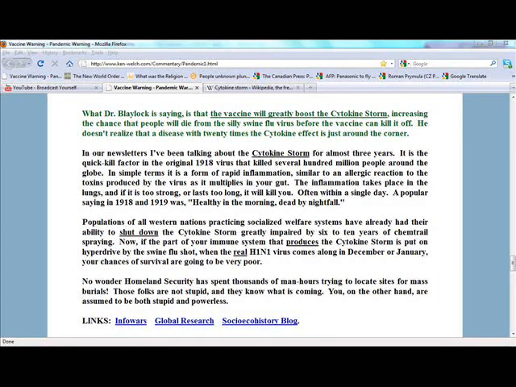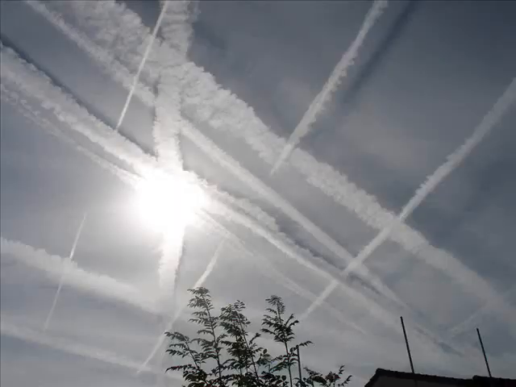And Welsh also has his analysis on it. He says, what Dr. Blaylock is saying is that the vaccine will greatly boost the cytokine storm effect, increasing the chance that people will die from the silly swine flu virus before the vaccine can kill it off. He doesn't realize that the disease with 20 times the cytokine effect is just around the corner. At the beginning of this article, Welsh claimed that he only started to research this phenomenon because in 1998 chemtrails started, and it was initially linked to a banned pesticide called ethylene dibromide.